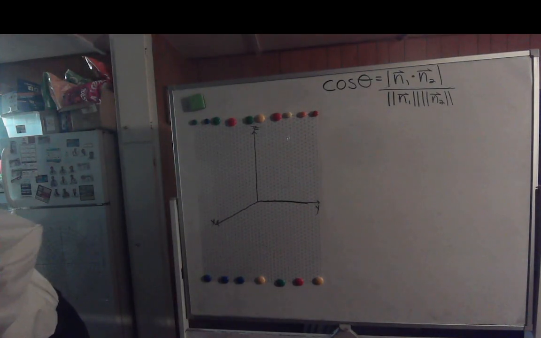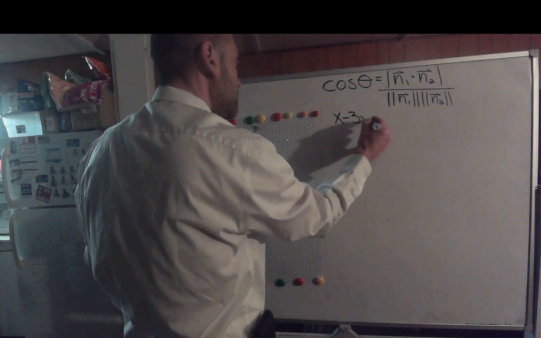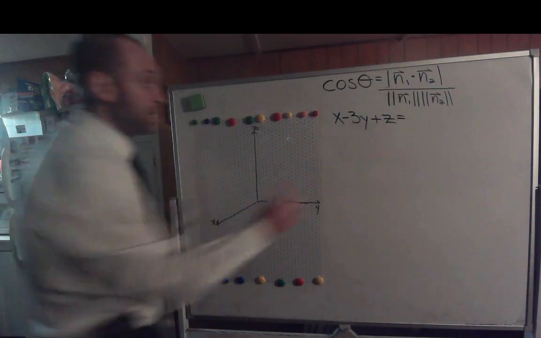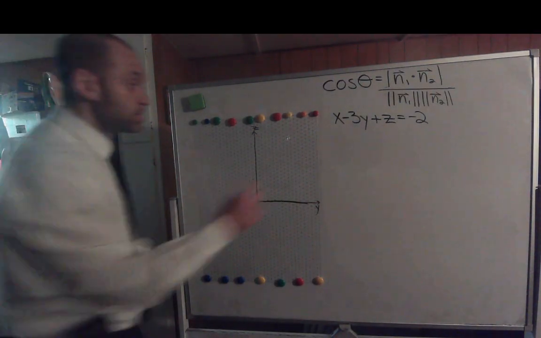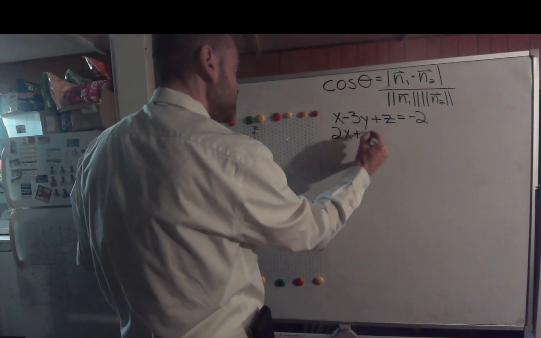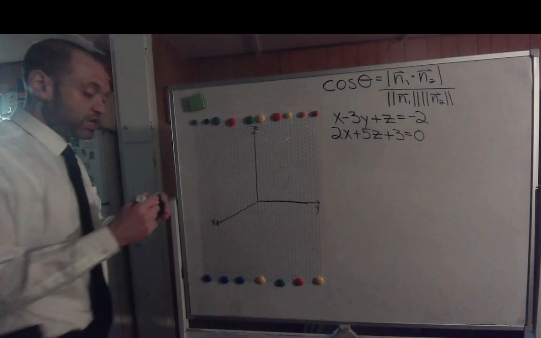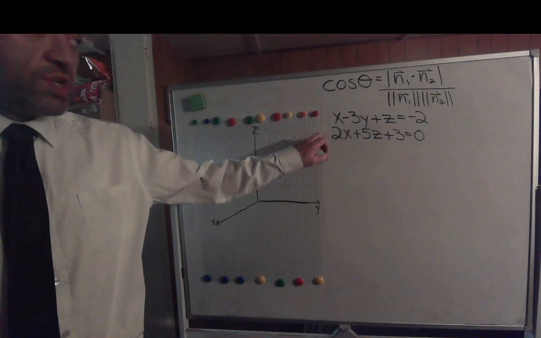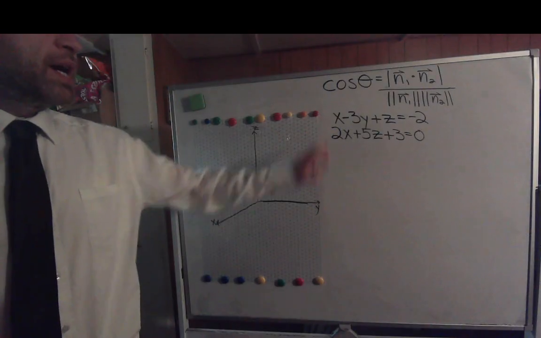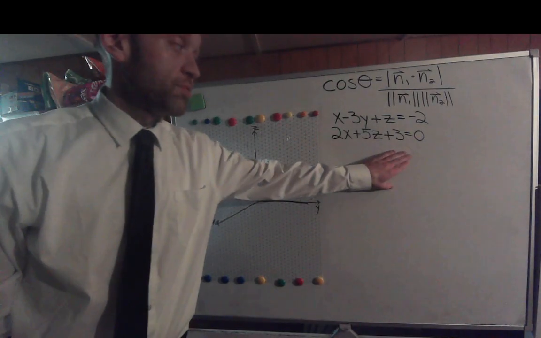Alright, so x minus 3y plus z equals -2, 2x plus 5z plus 3 equals 0. It's almost like they're trying to trick you with that second equation, but we have these two equations for planes. So x minus 3y plus z equals -2, 2x plus 5z plus 3 equals 0.